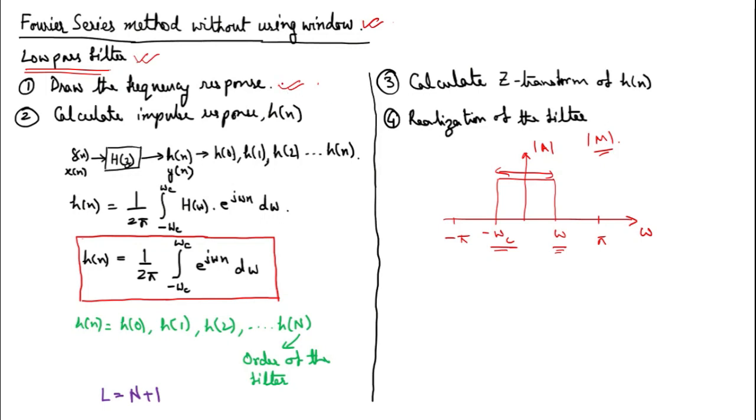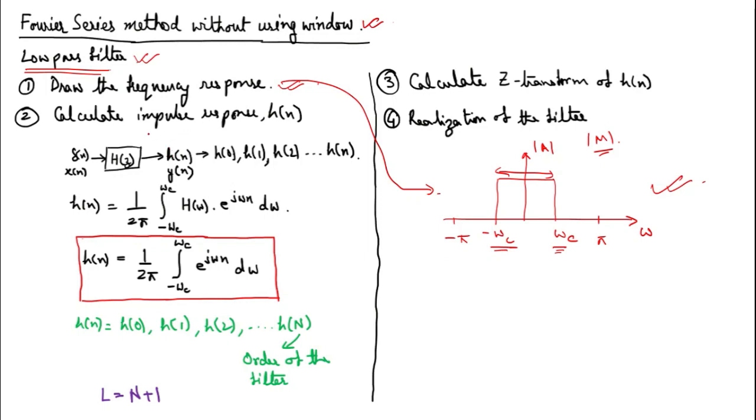So first we have to draw the frequency response of the filter, whatever type of filter we are trying to design. Herein we are trying to design a low pass filter. So this is the frequency response of the low pass filter, and we can see over here that we are having a pass band in the region of minus omega c to omega c.